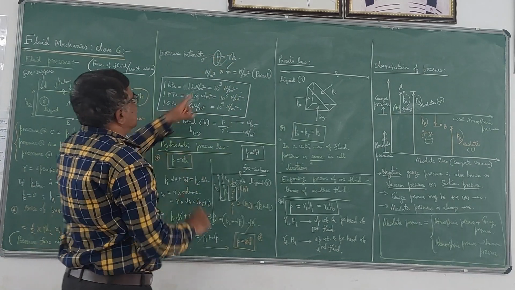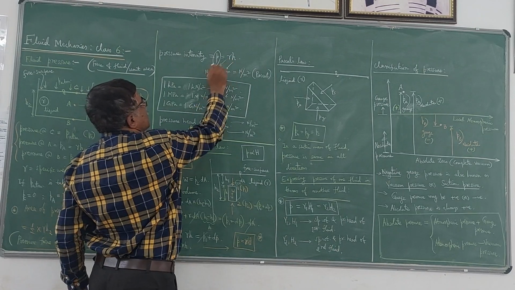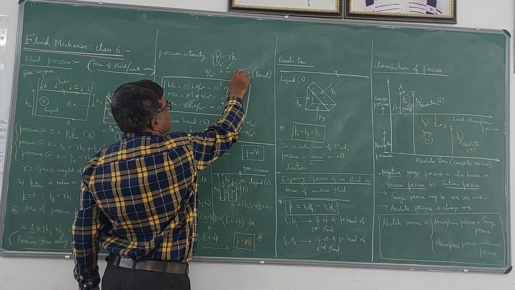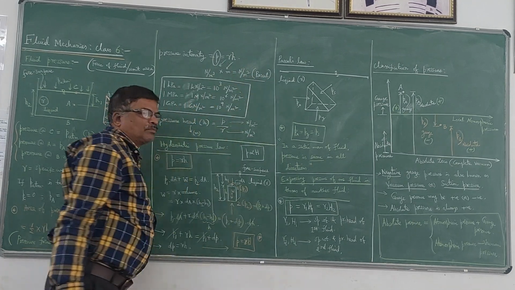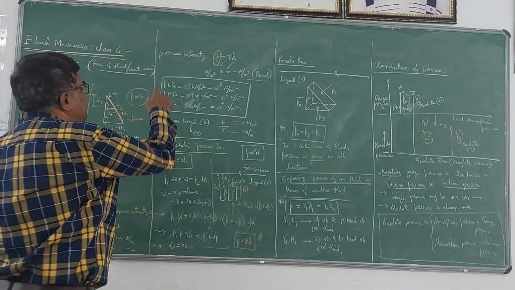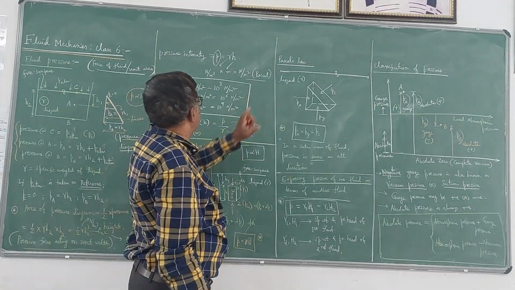So this P is expressed in Newton per meter square, because once again here gamma is in Newton per meter cube, H is in meters. If you multiply, you are going to get Newton per meter square, which is also called Pascal. So Newton per meter square is called Pascal. So here this intensity of pressure at a point can be expressed in pascals.